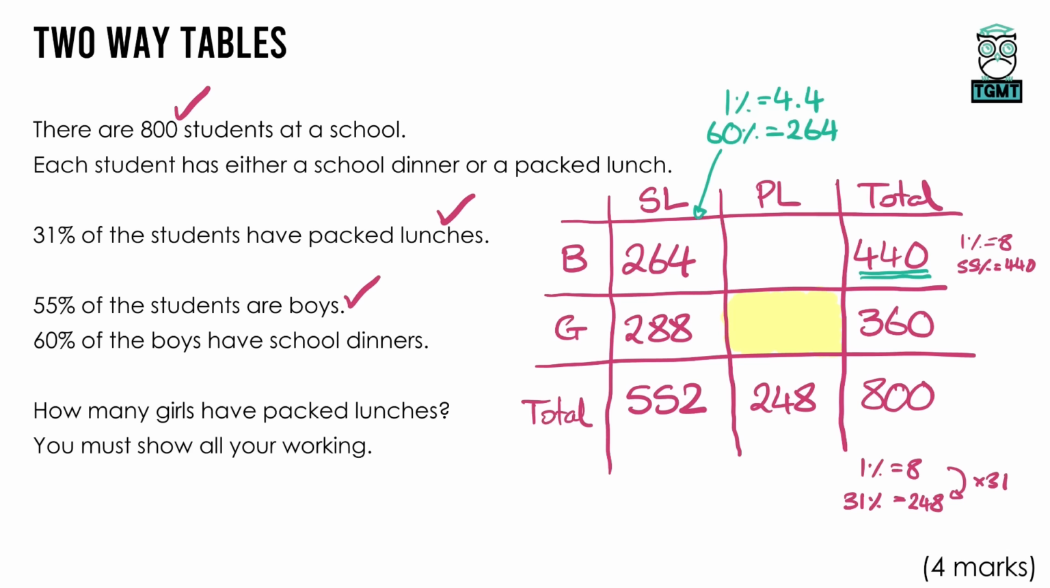We can now go straight across. We actually don't need to find the packed lunch for the boys. You can do if you want, it doesn't say that we had to complete a table. We just need to find that highlighted box there.